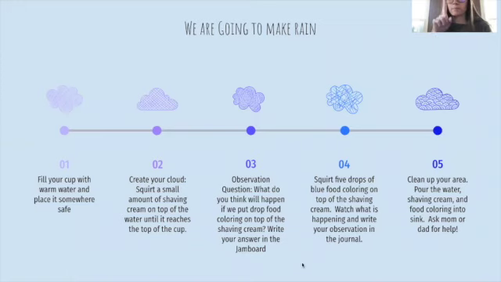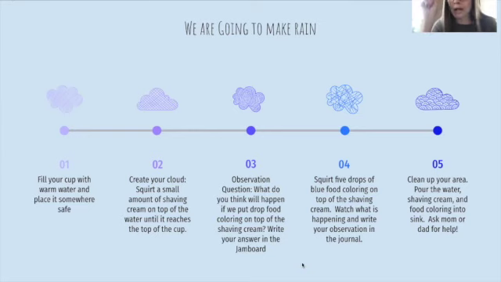First step, you filled your cup with warm water and placed it somewhere safe on that counter or a hard surface. You created your cloud. You put a little bit of shaving cream on the top of the water just until it reached the top of the cup. Then you thought about an observation question. What do you think will happen if we put food coloring on top of the shaving cream?